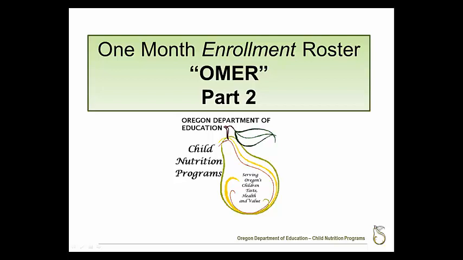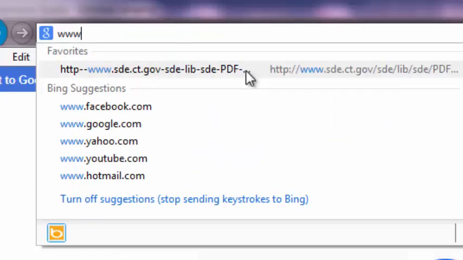Welcome to Part 2 training of the 1-month enrollment roster, also known as OMER, presented by Oregon Department of Education Child Nutrition Programs, ODE CNP. During this training, we will demonstrate how to complete the CACFP 1-month enrollment roster OMER Excel file. Sponsors must use the 1-month enrollment roster OMER form that has been developed by Oregon Department of Education Child Nutrition Program. Let's take a look at the website and location of the form.